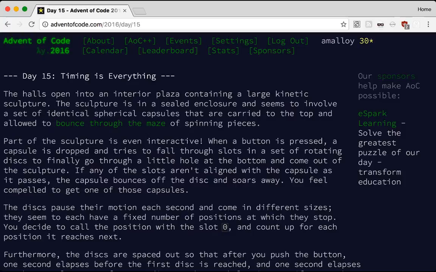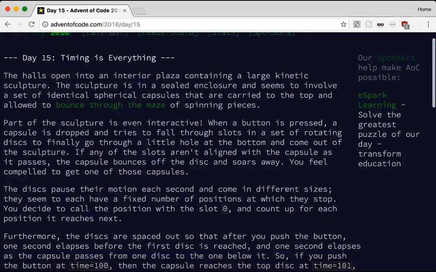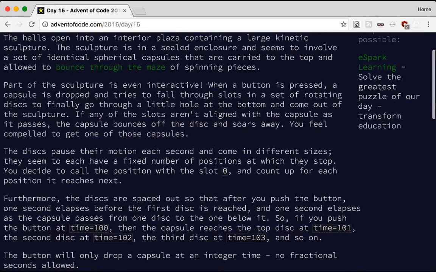Timing is everything. The halls open into an interior plaza containing a large kinetic sculpture. The sculpture is in a sealed enclosure and seems to involve a set of identical spherical capsules that are carried to the top and allowed to bounce through the maze of spinning pieces. Is this a link to, I guess, like a marble bouncing machine or a pachinko machine? Who knows? Part of the sculpture is even interactive. When a button is pressed, a capsule is dropped and tries to fall through slots in a set of rotating discs to finally go through a little hole at the bottom and come out of the sculpture. If any of the slots aren't aligned with the capsule as it passes, the capsule bounces off the disc and soars away. You feel compelled to get one of those capsules. I wonder if this is like some Easter Bunny magic or what. Like, I'm on a mission. Why do I want a capsule?